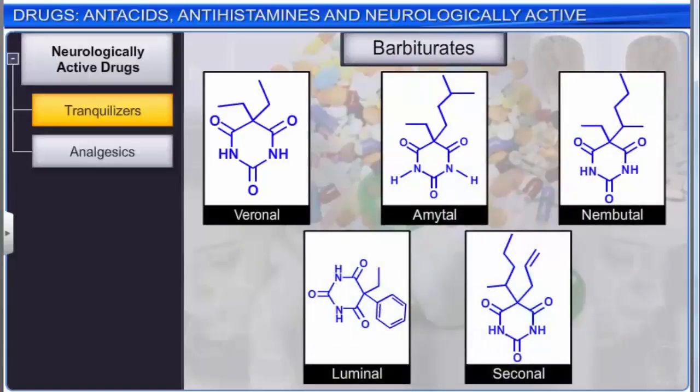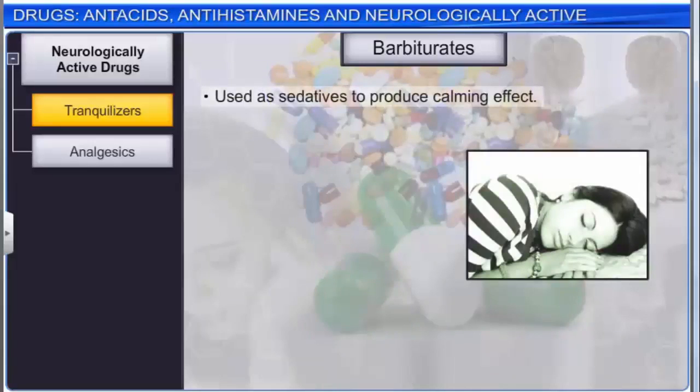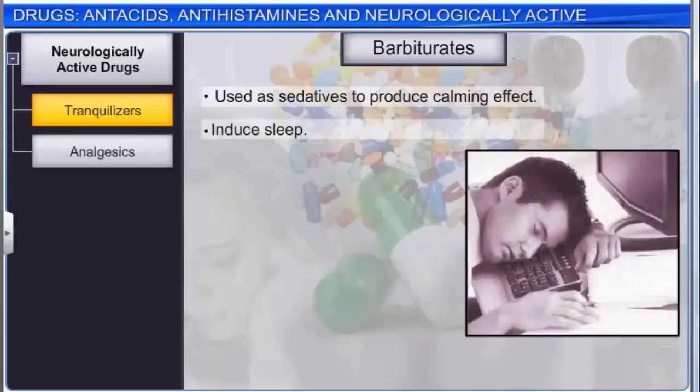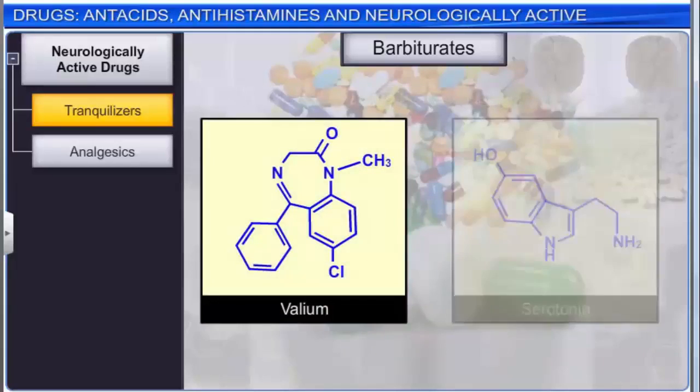Barbiturates are used as sedatives, that is, to produce a calming effect, and also as hypnotics, that is, to induce sleep. Other examples of this class are Valium and serotonin.